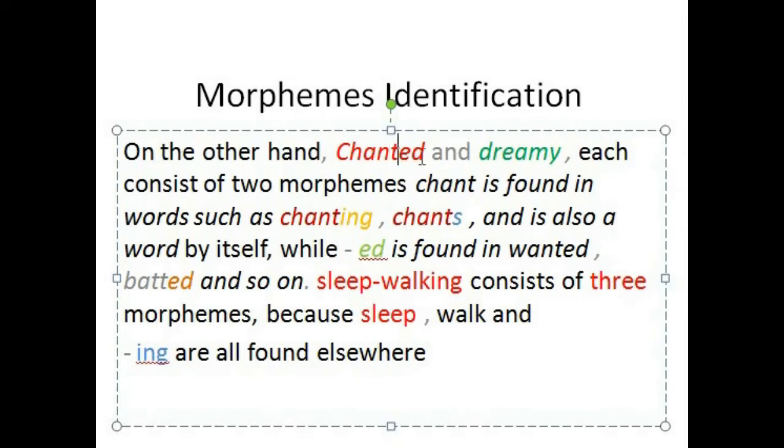While ed, the other morpheme, is found in wanted, played, closed, battered, and so on. The sleepwalking consists of three morphemes because sleep, walk, and ing are all found elsewhere in other words, right? Let's see more examples and notice what we have.